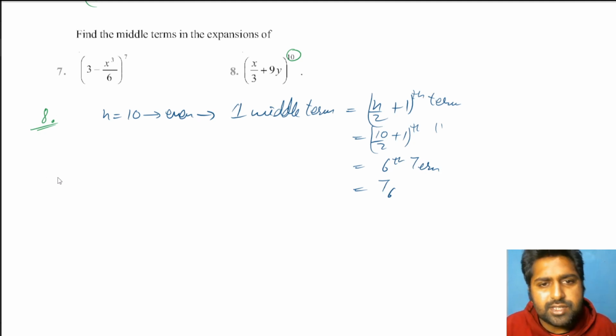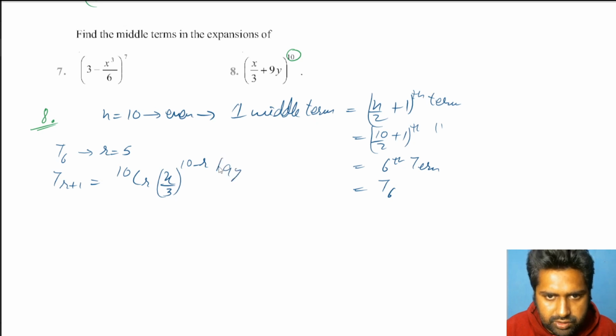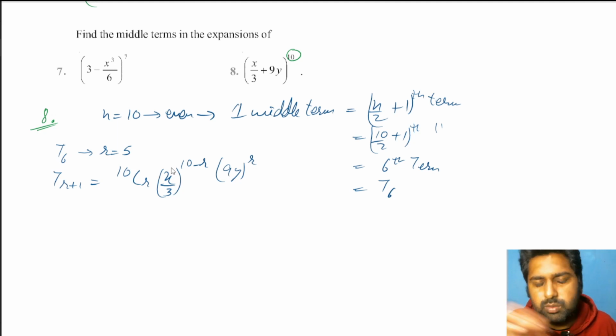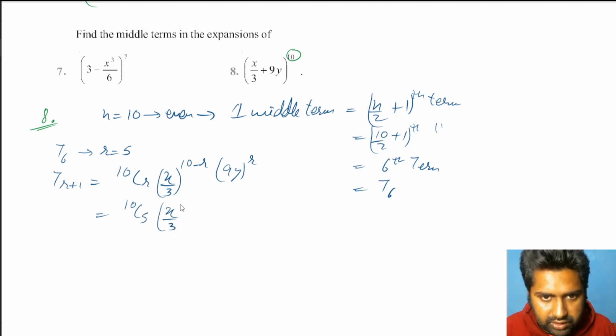So if I ask you to calculate the 6th term, you can calculate this now because I explained just how you have to do it. So for T6, R will be 1 less, R will be 5. Use T(R+1) = 10CR (x/3)^(10−R) (9y)^R. Of course, since the values are a bit typical, it will take slightly more time to calculate. Put the value of R as 5, so 10C5, that will take some time to calculate, (x/3) raised to power 5.